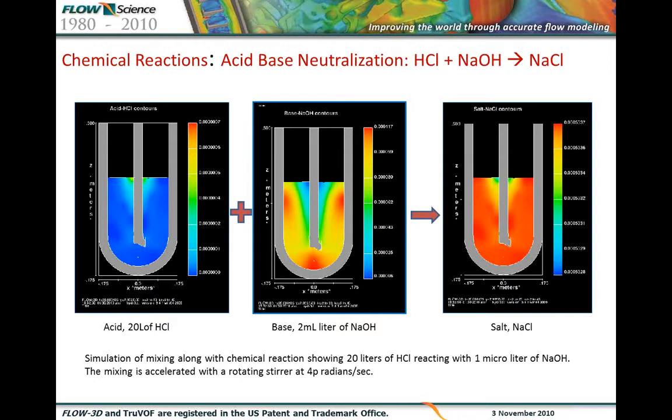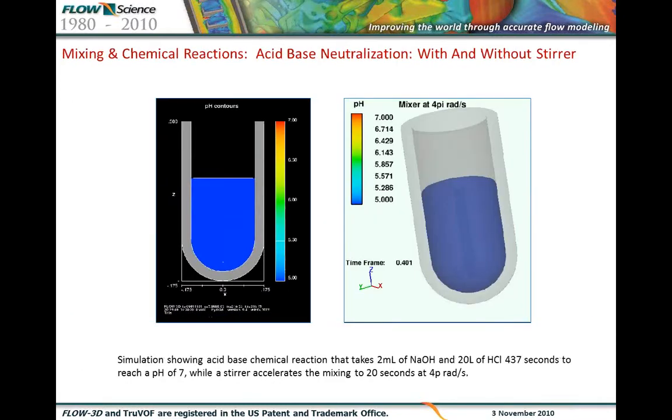The general moving object model was used to simulate the rotating mixer. The chemical reaction model was used to simulate the reaction. And a time-dependent source is introduced for the base. This is a continuation slide where you can see pure passive mixing on the very left and a three-dimensional view of the active mixing using a stirrer at 4 pi radians per second.